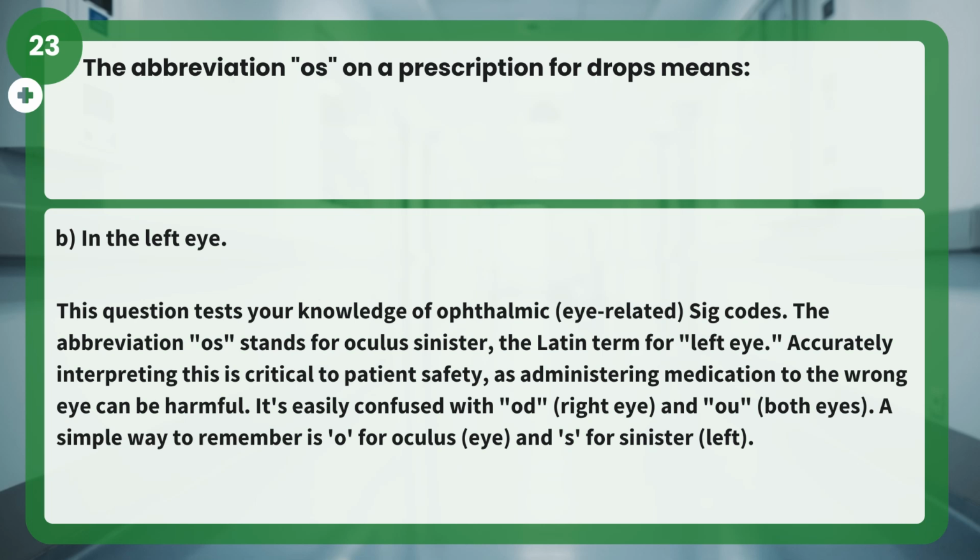This question tests your knowledge of ophthalmic, eye-related, SIG codes. The abbreviation OS stands for oculus sinister, the Latin term for left eye. Accurately interpreting this is critical to patient safety, as administering medication to the wrong eye can be harmful. It's easily confused with OD, right eye, and OU, both eyes. A simple way to remember is O for oculus, eye, and S for sinister, left.